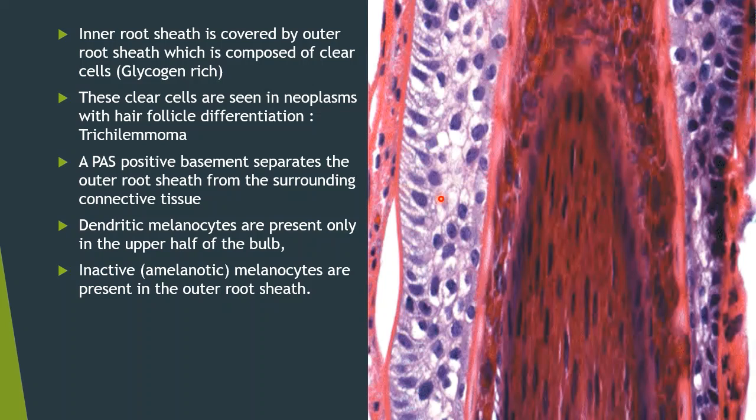Dendritic melanocytes are present only in the upper half of the hair bulb, and inactive or amelanotic melanocytes are present on the outer root sheath. And in the inner root sheath, there is the presence of trichohyalin granules, which are reddish or eosinophilic in color.